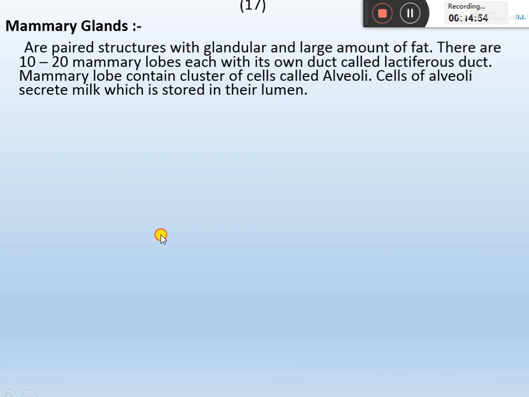So here the mammary glands are paired structures with glandular tissue and a large amount of fat. There are 10 to 20 mammary lobes, each with its own duct called the lactiferous tubule. Mammary lobe contains clusters of cells called the alveoli. Cells of the alveoli secrete milk which is stored in their lumen.